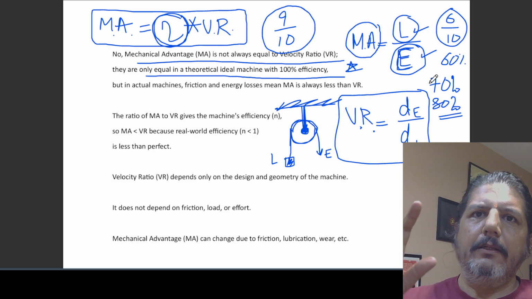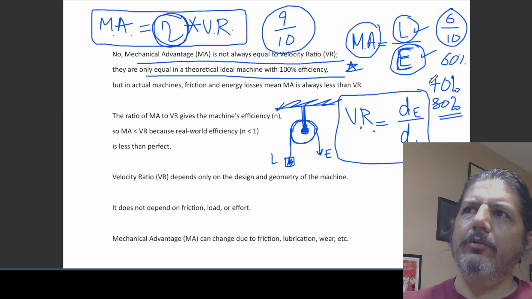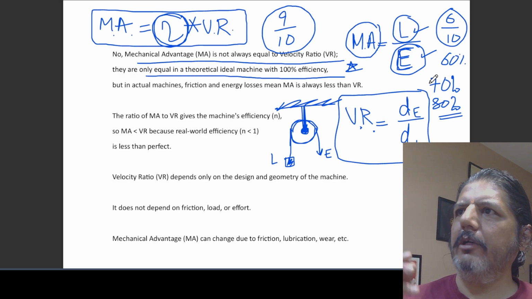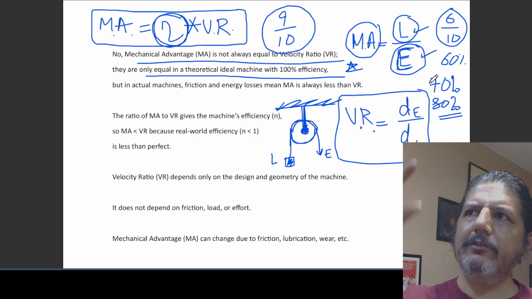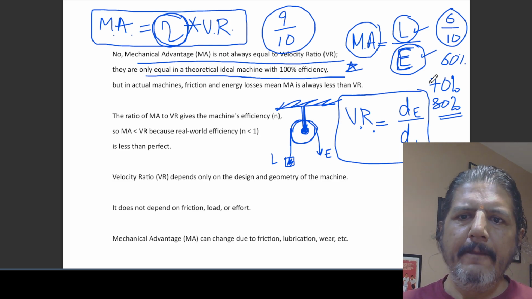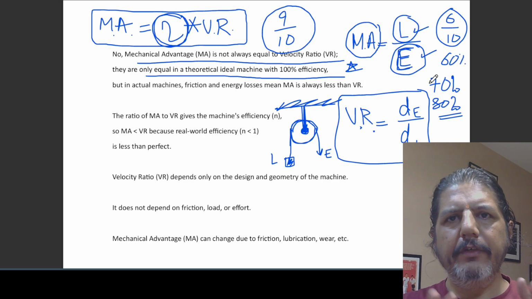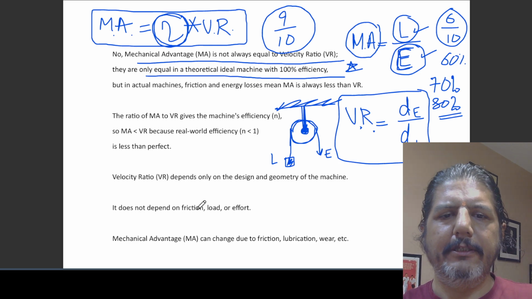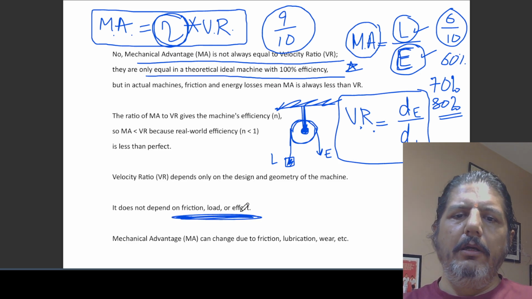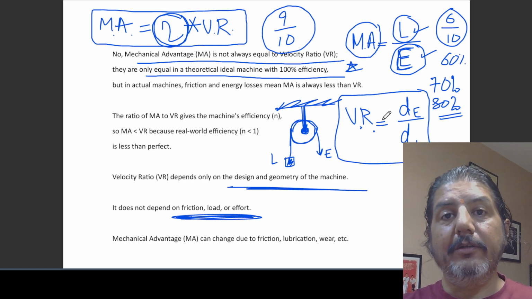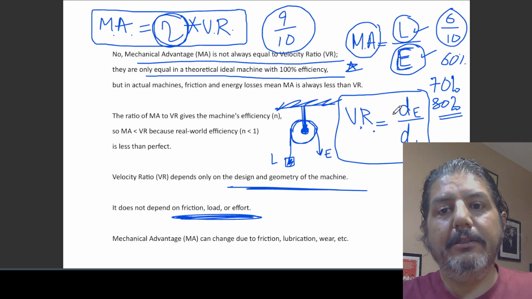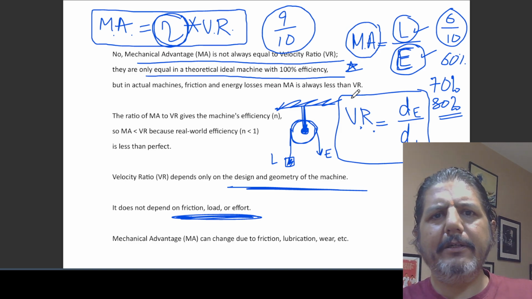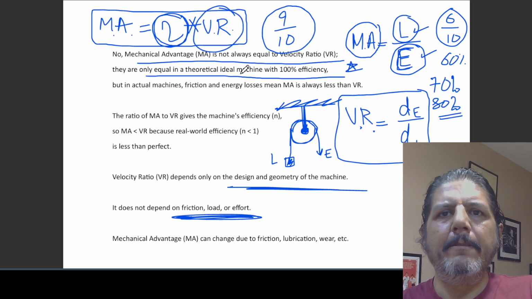Now, due to friction or due to energy losses, etc., this distance won't change. You can be working with an old pulley or a new pulley. The distance moved by the load and the effort would remain the same. So that is why VR won't be dependent on the friction, load, or effort. That is what is mentioned here. It is only dependent upon the design and geometry of the machine. So velocity ratio doesn't depend upon the lubrication or how old the pulley was. So it is an independent factor.